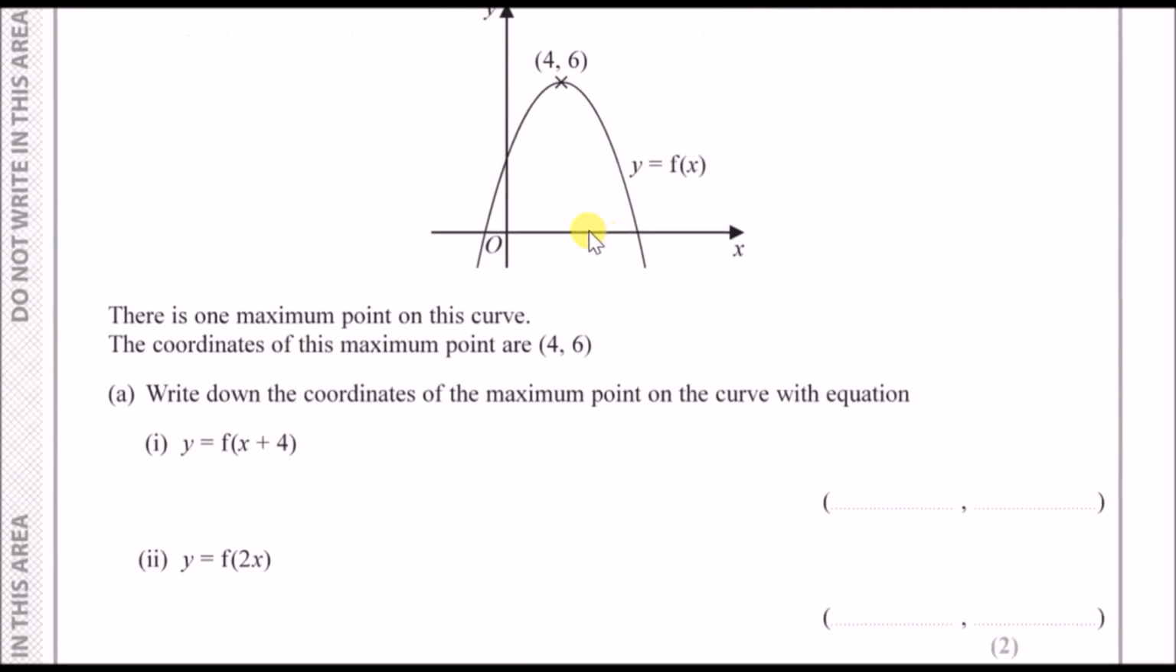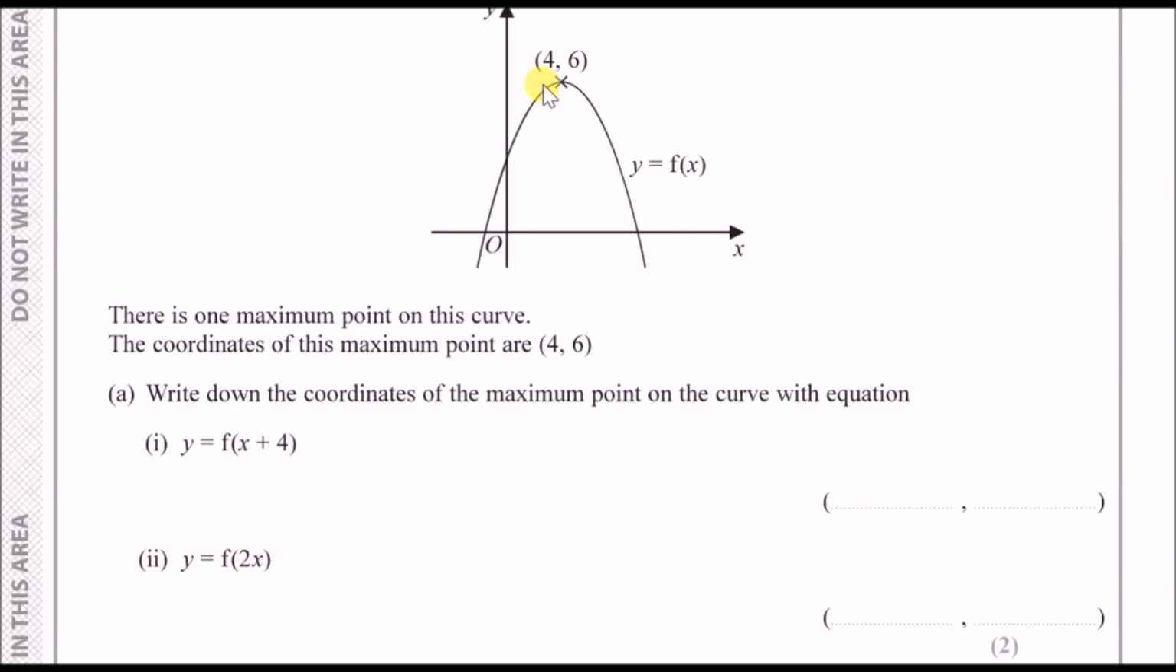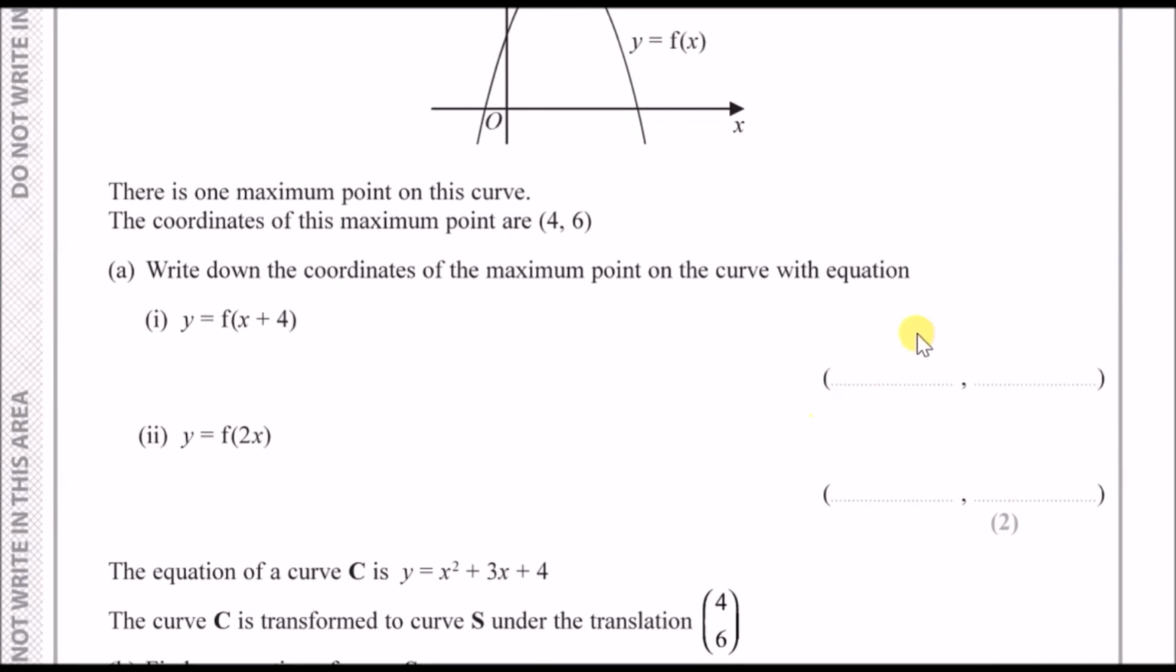Right, so we got y equals f(x plus 4). So all this essentially means, guys, is that if this was f(x), then x plus 4 means that all the x coordinates get shifted by minus 4, yeah? So if it says plus 4 in the bracket, you do the opposite. So (4, 6) becomes (0, 6), okay?